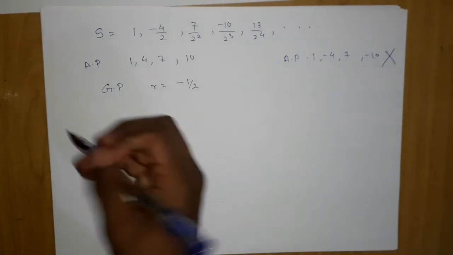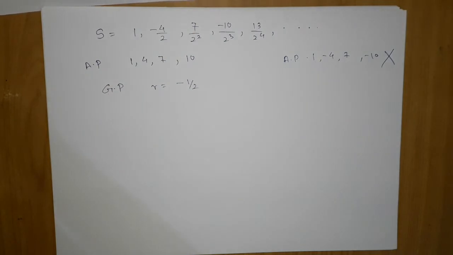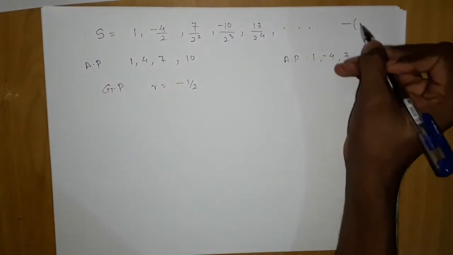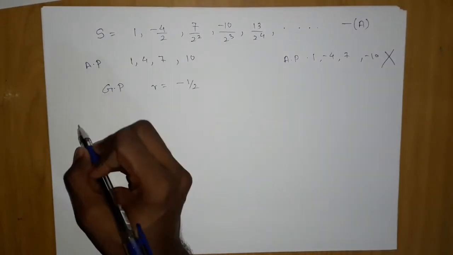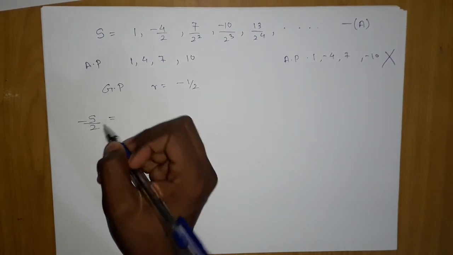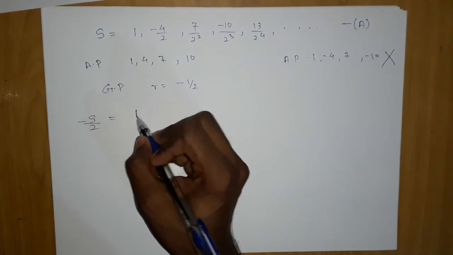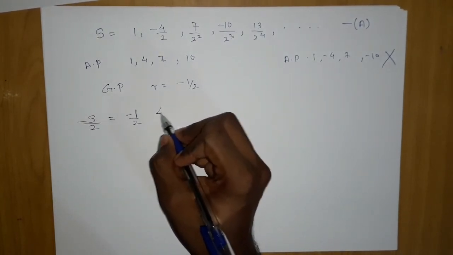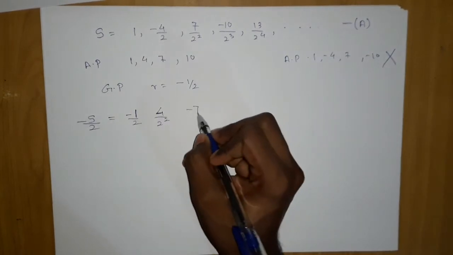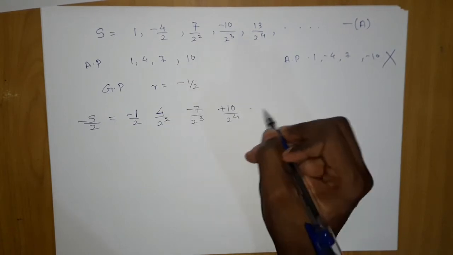After this, you understand that the common ratio is minus 1 by 2. I will multiply by it and call the sum S. For an infinite term series, we don't find the Tn term of the GP and AP. After multiplying, I am getting minus S by 2. The 1 I will move here. Minus 1 by 2, this will become 4 by 2 square, this will become minus 7 by 2 cube, this will become 10 by 2 power 4, and so on.